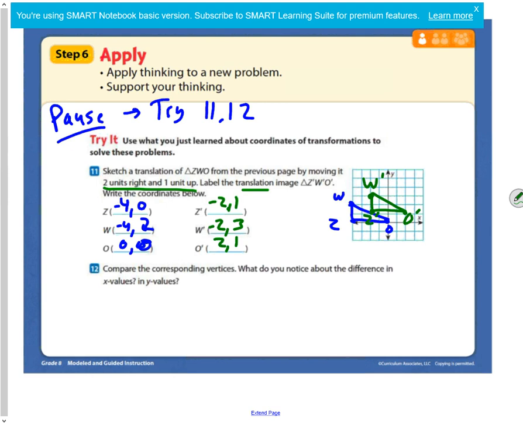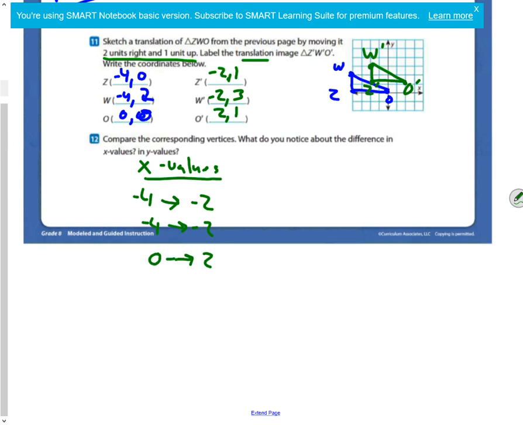So specifically compare the coordinates. What do you notice is different about the x values and the y values? So look at all the x values. We went from -4 to -2. We went from -4 to -2. We went from 0 to 2. Do you notice anything about all 3 of those, about how they changed? They all went up 2. So it was +2.